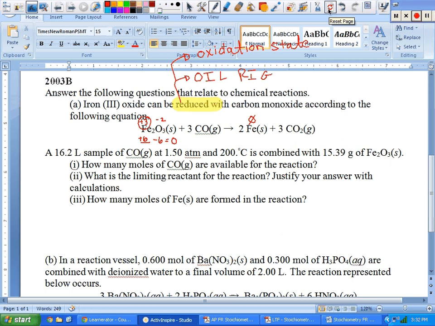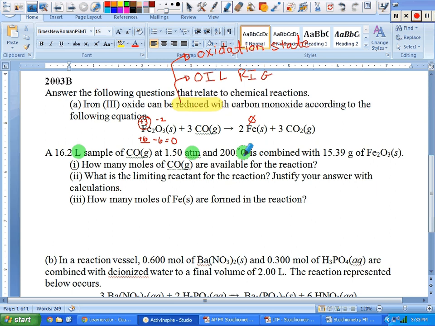And then they give you this information. A 16.2 liter sample of CO, which is carbon monoxide, at 1.5 atmospheres. So let's talk about the two things they've given you. What is L a unit of? Volume. So they've given you a volume. ATM, what is that a unit of? Pressure. And they've also given you a Celsius, which is interesting, a volume, a pressure, and a temperature. What do you think's probably going to have to happen there? More than likely, we're probably going to have to use PV = nRT potentially in this question. Just kind of throwing that at you.